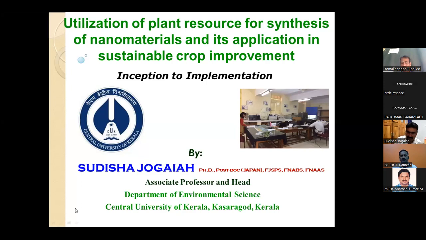As sir has introduced, I belong to Central University of Kerala from the Department of Environmental Science.